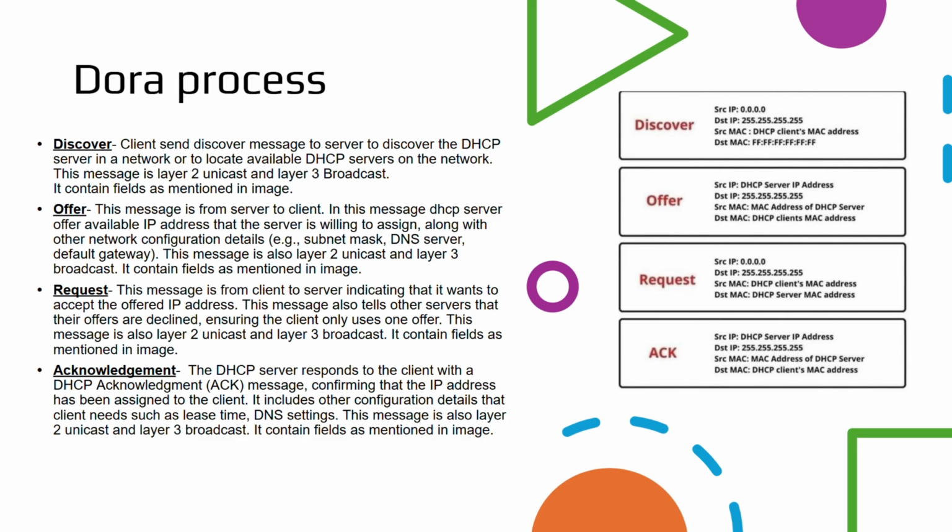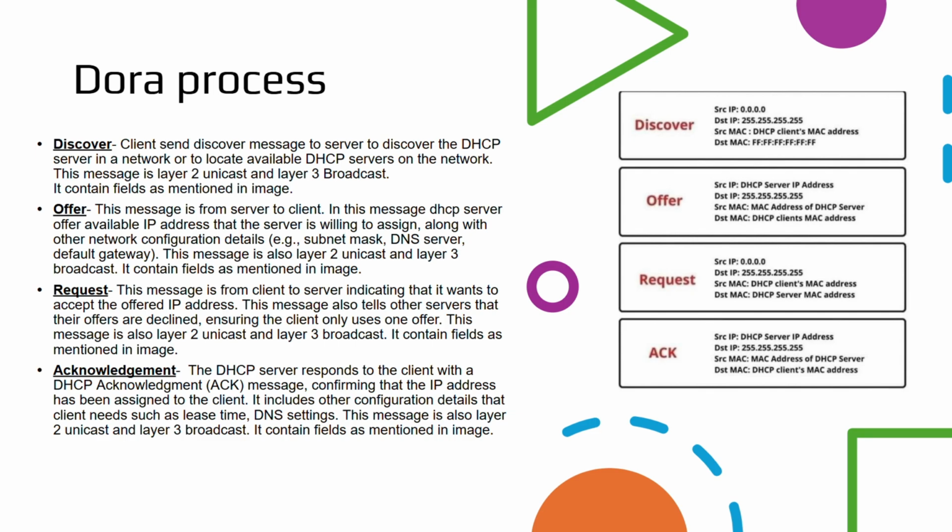After this offer message, the client sends a request message to the server indicating that it wants to accept the offered IP address. This message also tells other servers that their offers are declined, ensuring the client only uses one offer. This message is also layer 2 unicast and layer 3 broadcast, and it contains fields such as source IP 0.0.0.0, destination IP as broadcast IP, source MAC as DHCP client's MAC address, and destination MAC as DHCP server's MAC address.